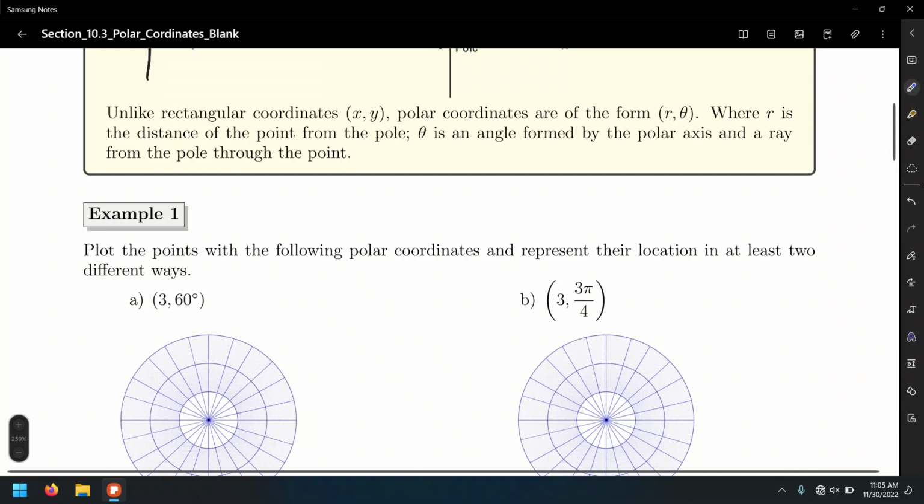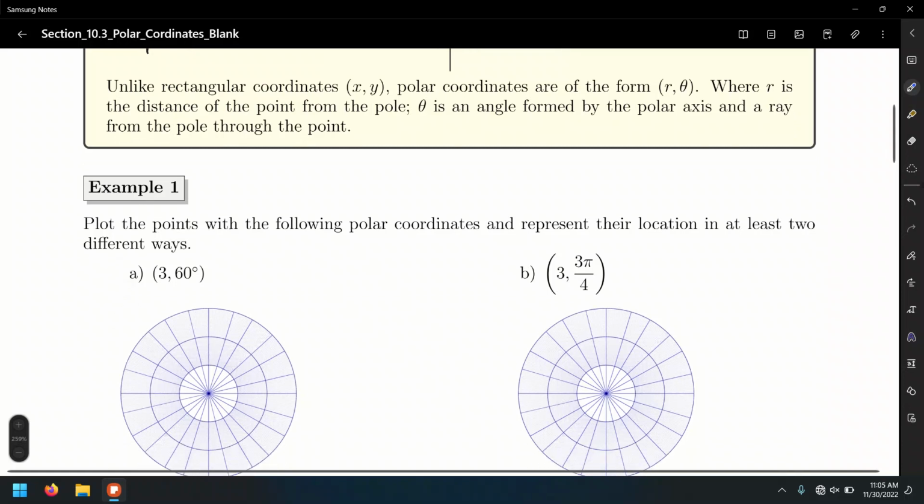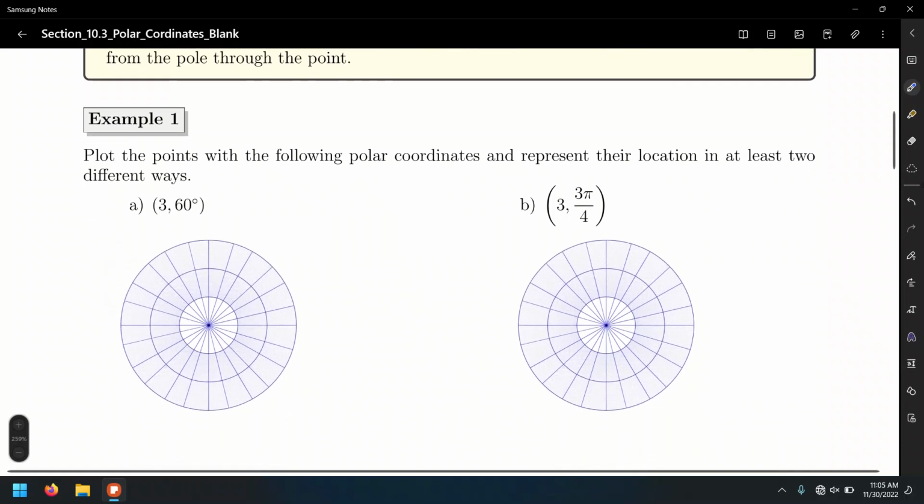However, in the polar plane, things are going to be a little different. Let's look at some examples so you can see what I'm talking about. Plot the points with the following polar coordinates and represent their location in at least two different ways. That's what I was talking about, the uniqueness of representing a point in the rectangular system versus the points in the polar system. It's not unique. All right, so let me draw the axis.